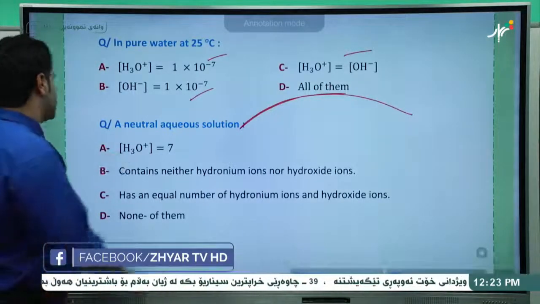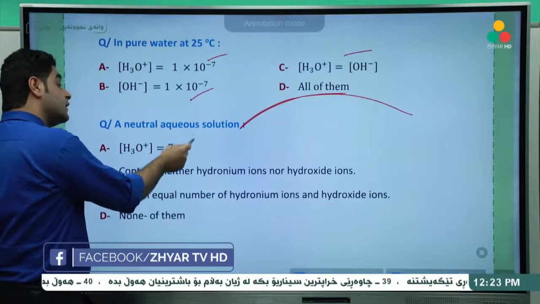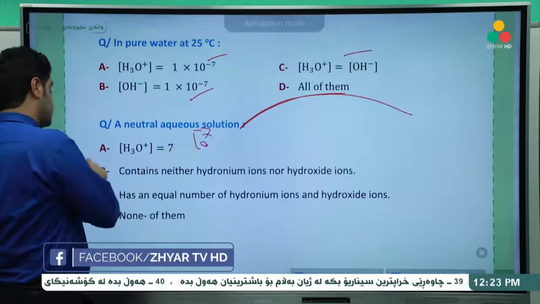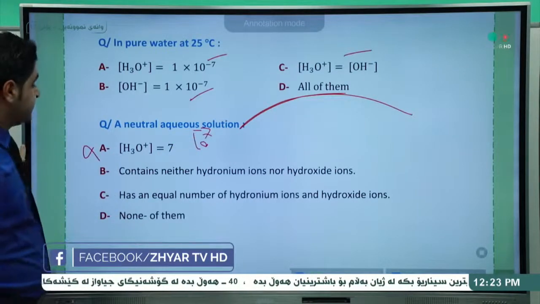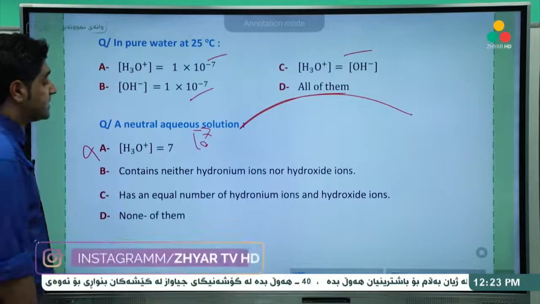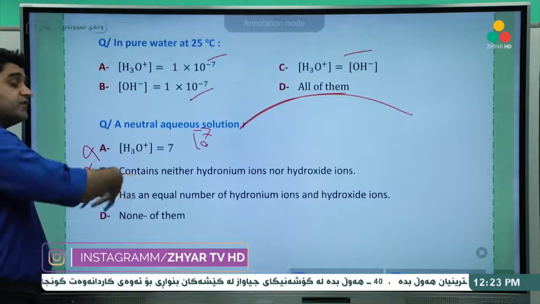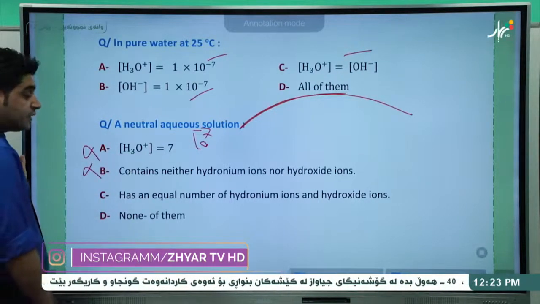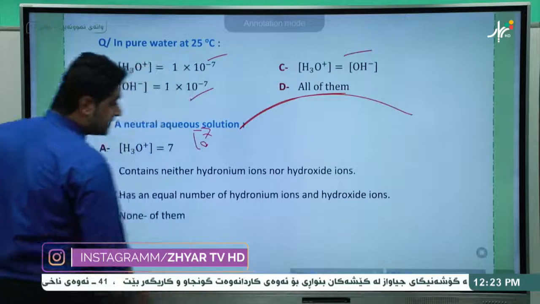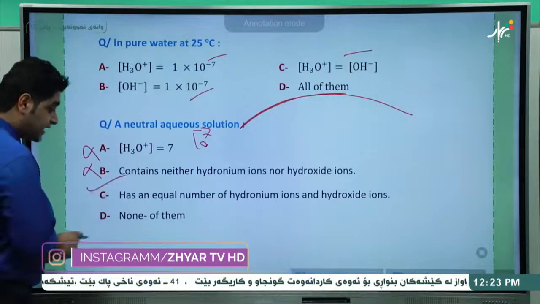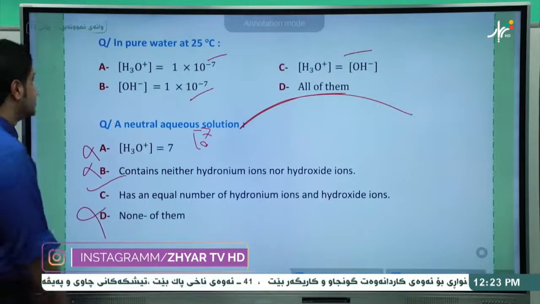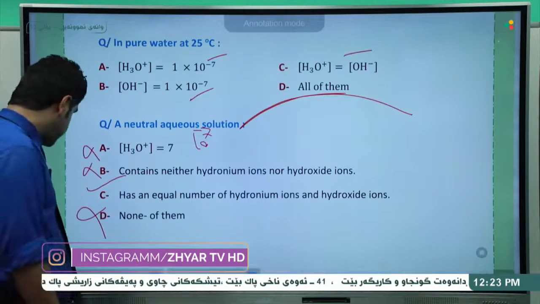In a neutral solution, H3O is equal to 7. No, 10 to the negative 7. It's not true. Contains neither hydronium nor hydroxide. No. We have both. Has an equal number of hydronium ion and hydroxide ion. Yeah, it's right. None of them? No, of course. So the right answer is C.